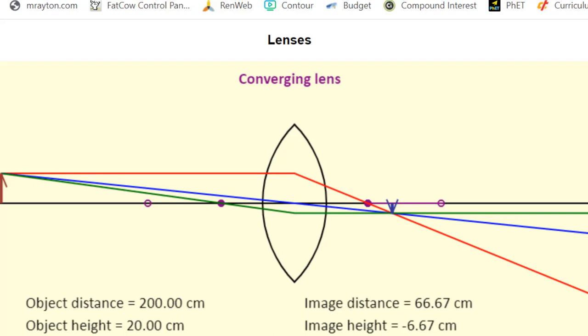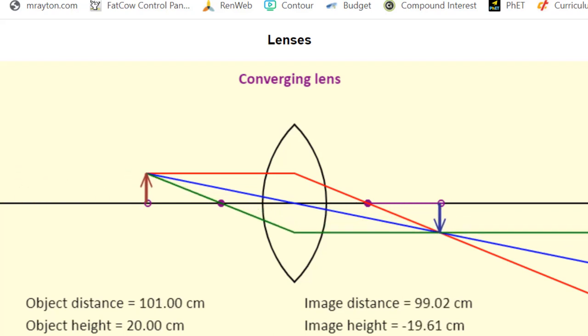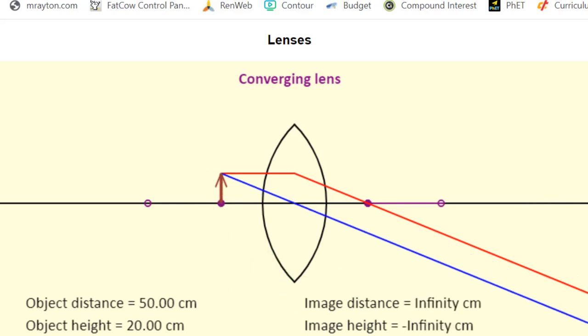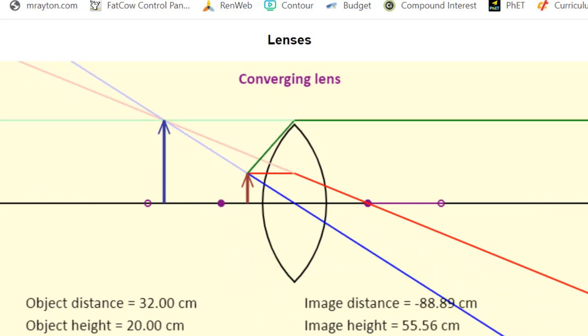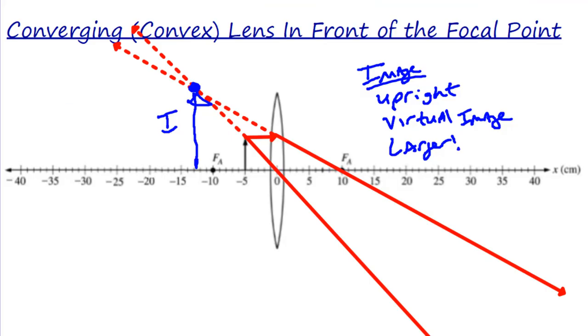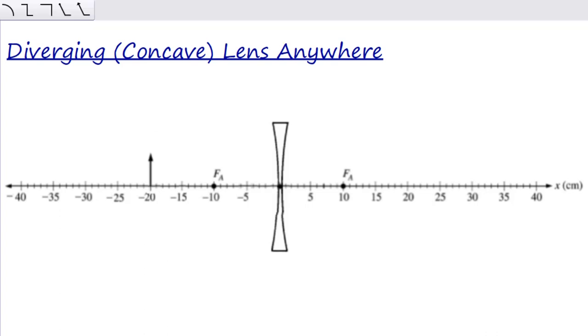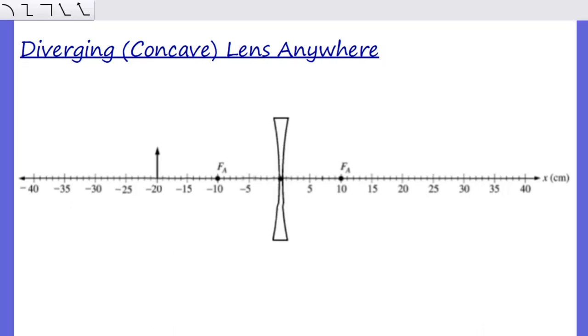So if I'm behind the focal point, it's always going to be inverted and a real image. At the focal point, there's no image. And in front of the focal point, it's virtual and always larger. We have one last lens, and that, of course, is a diverging lens. So let's take a look at what happens with a diverging lens.